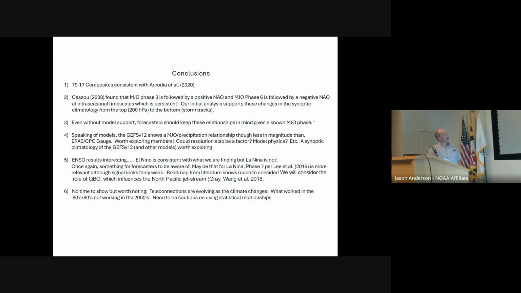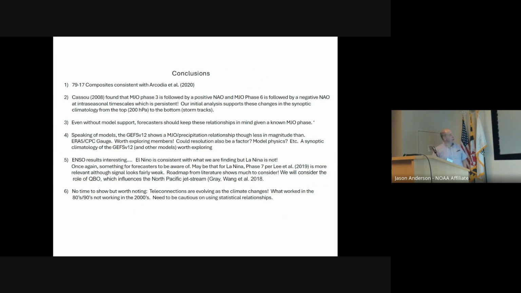Speaking of models, the GEFS shows the MJO precipitation relationship, although less in magnitude than ERA5 and the CPC gauge data, and once again, particularly for NAO positive as opposed to NAO negative. Resolution could be a factor, or model physics. There's a really good paper by Feng et al. 2021, which goes into all the different models. Feng et al. said that the NAO tends to be much better when the stratosphere is much better resolved. So vertical layers in the stratosphere could also play a key role.